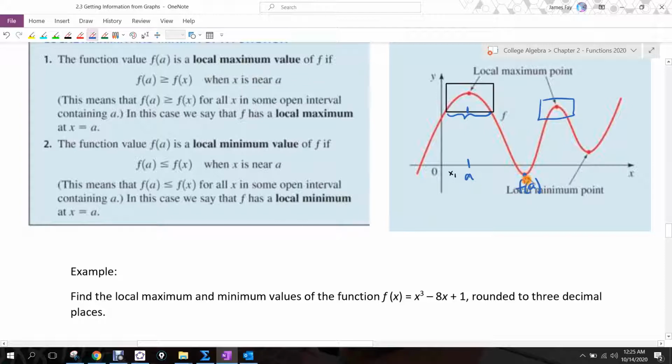That just has to be less than all of these other f of x's that are in its neighborhood. Okay, so that is what we refer to, by definition, as a local maximum and local minimum.